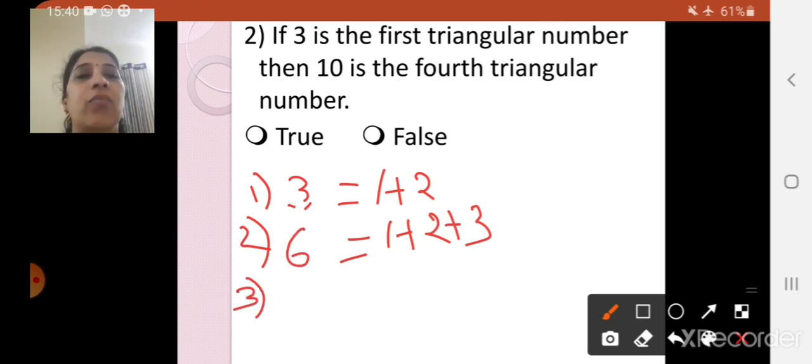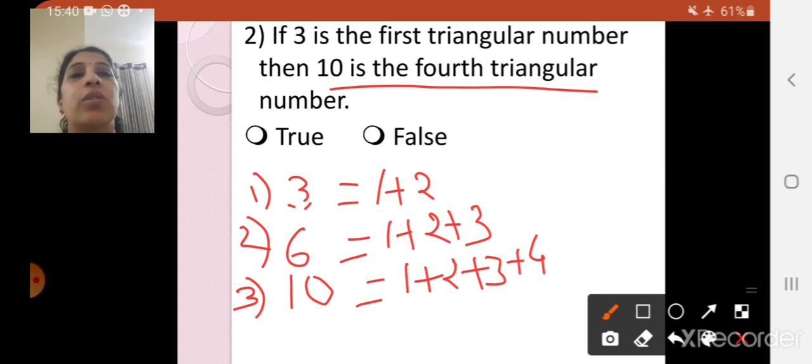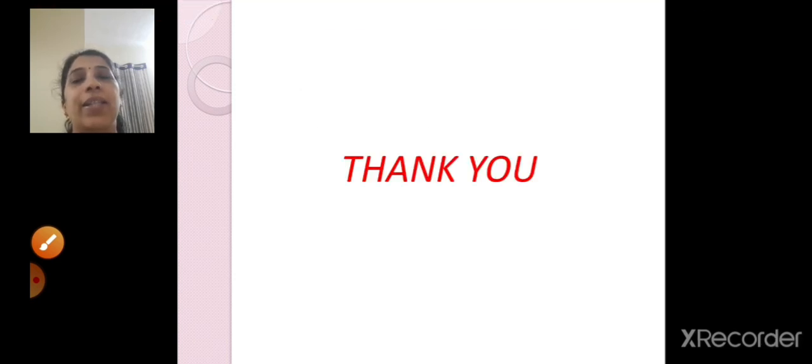Let's go to the third one. We'll add 1 plus 2 plus 3 plus 4. Right? Already it is 6. So 6 plus 4 is how much? 10. Right? Now you can see what is given. 10 is the third triangular number. And what is given in the question? 10 is the fourth triangular number. That means the answer is wrong. So you will choose the answer as false. Right, children? So in this way, children, you will solve and you will write the answers.